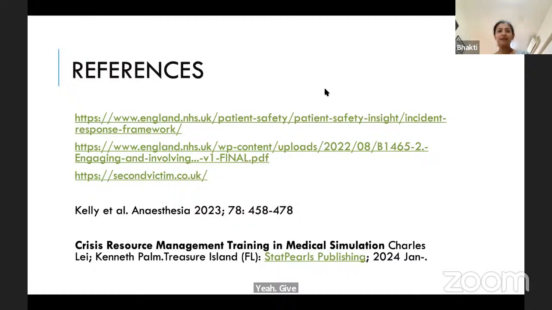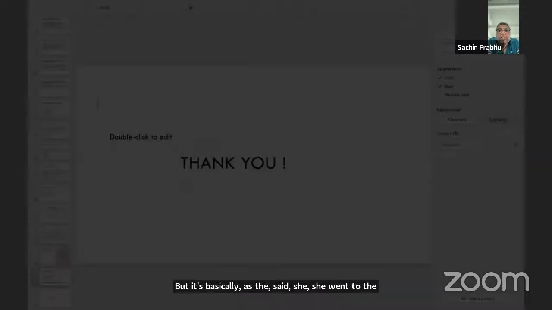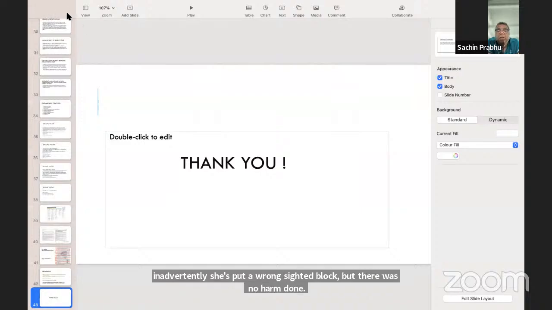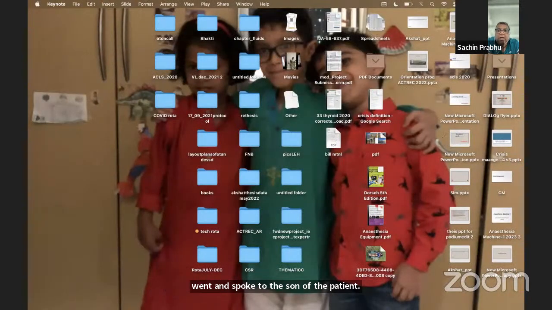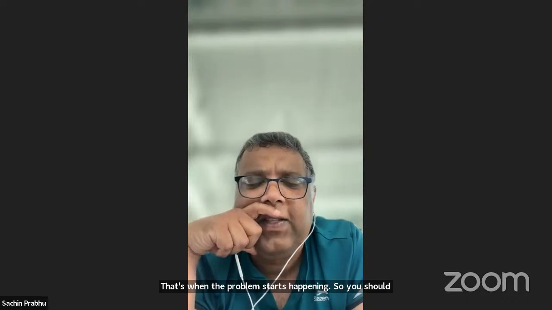Okay, we have a question here. How did you break the news of wrong-sided block to the relatives? Thankfully, I didn't do the block, so I didn't have to break the news. But basically, as the investigation said, she went to the patient and explained that inadvertently she'd put a wrong-sided block, but there was no harm done, thankfully. And because the patient was old, she also spoke to the son of the patient. And when you apologize to patients, they are understanding. But if you leave it for 3-4 months and then somebody tells them this was done, that's when the problem starts. So you should always be honest right at the beginning. So yeah, if that's the answer that you wanted.